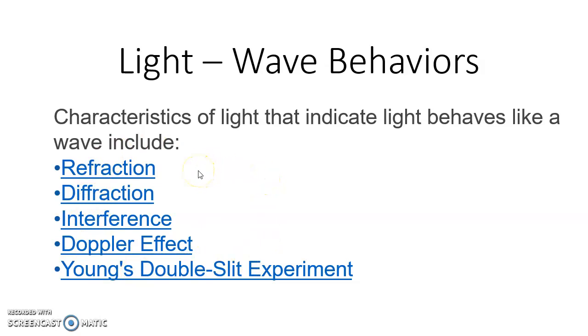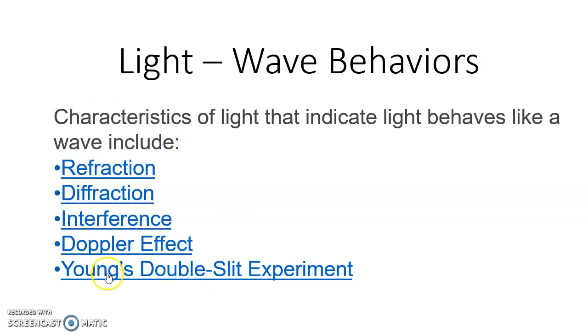So, in around the year 1900, scientists believed that light behaved exclusively like a wave. There was no reason for anyone to believe that light behaved anything other than as a wave. And so I just wanted to highlight this.